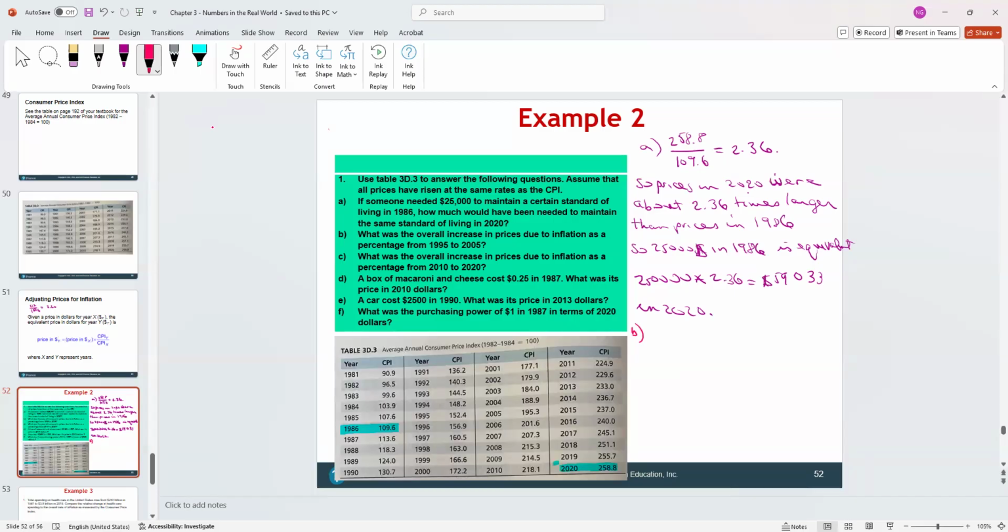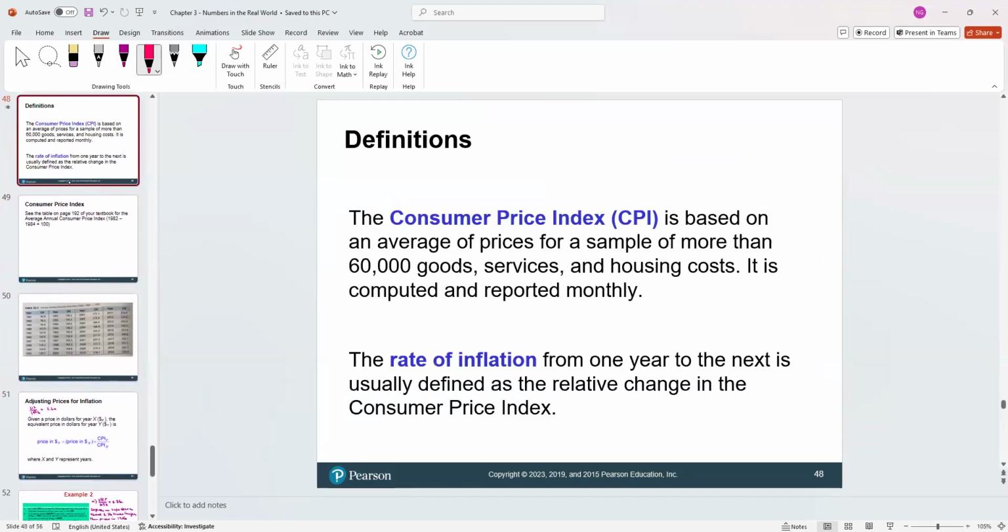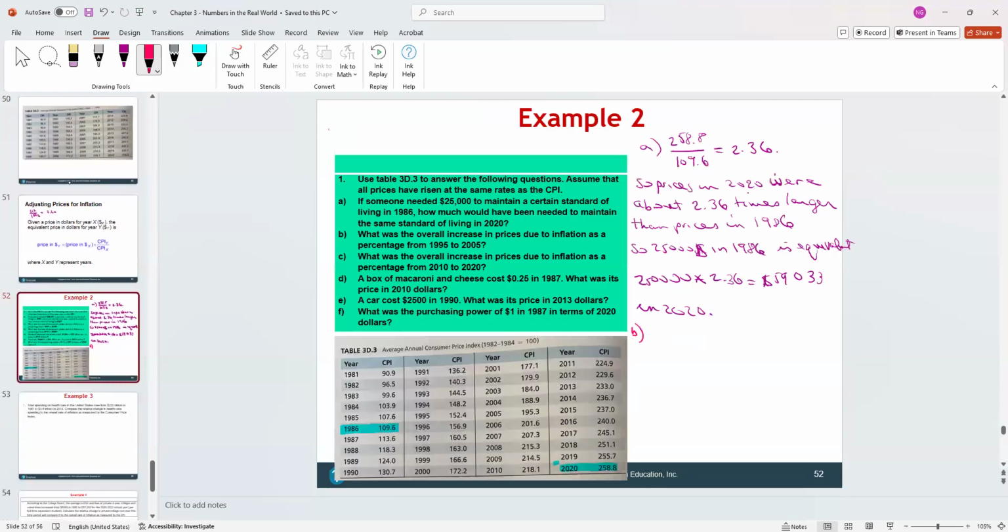Remember that inflation, we said that before. It's on the slide above. The rate of inflation from one year to the next is usually defined as the relative change in the CPI. So we said that inflation is the relative change in the CPI. So remember that, I'm gonna put it: inflation is the relative change in the CPI.